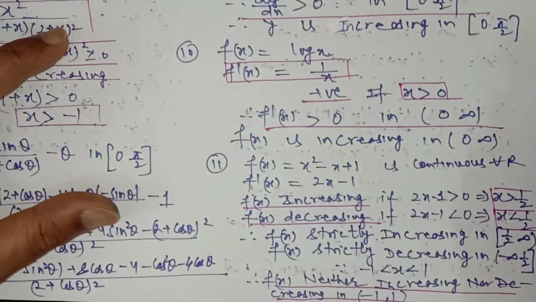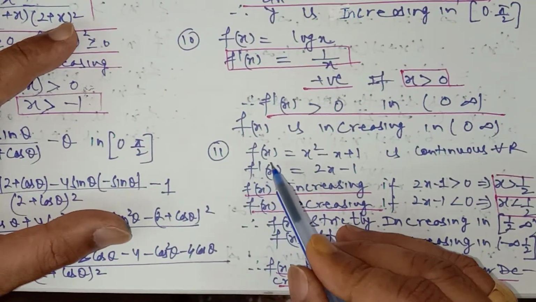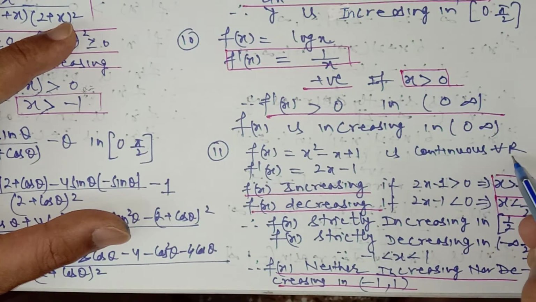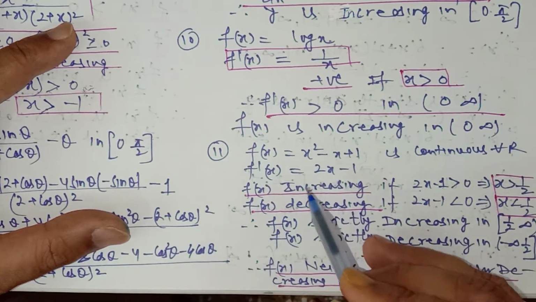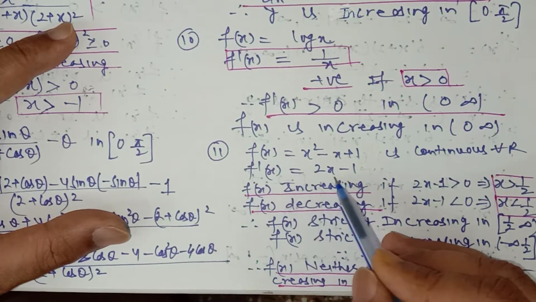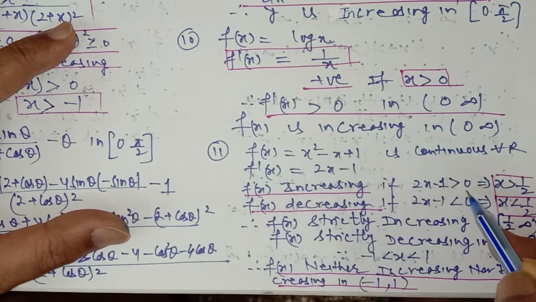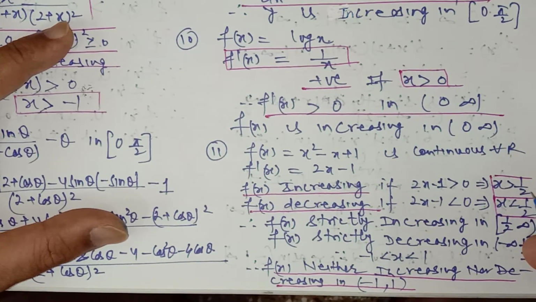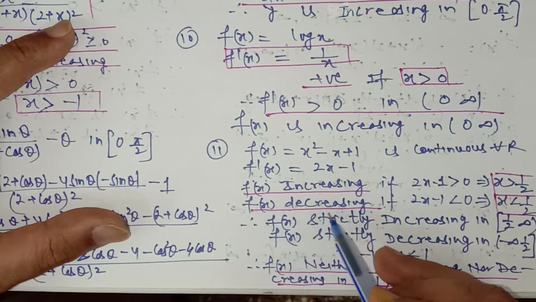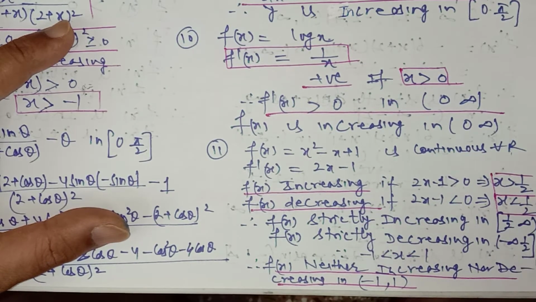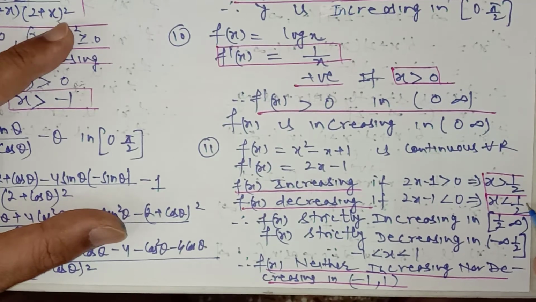Now in question number 11, f(x) is given as x square minus x plus 1 for all real numbers. It is continuous because it is a polynomial function. Its first derivative is 2x minus 1. Now f(x) will be increasing if 2x minus 1 is greater than 0, that is x greater than half. f(x) will be decreasing if its first derivative is less than 0, meaning x is less than half. So we have done it directly.